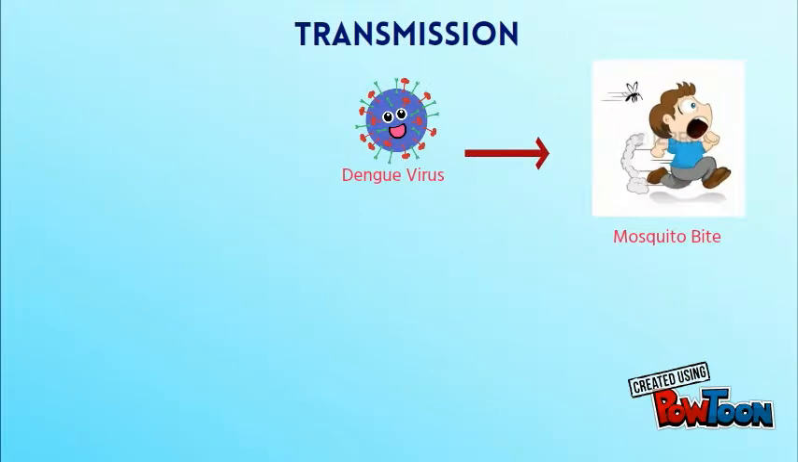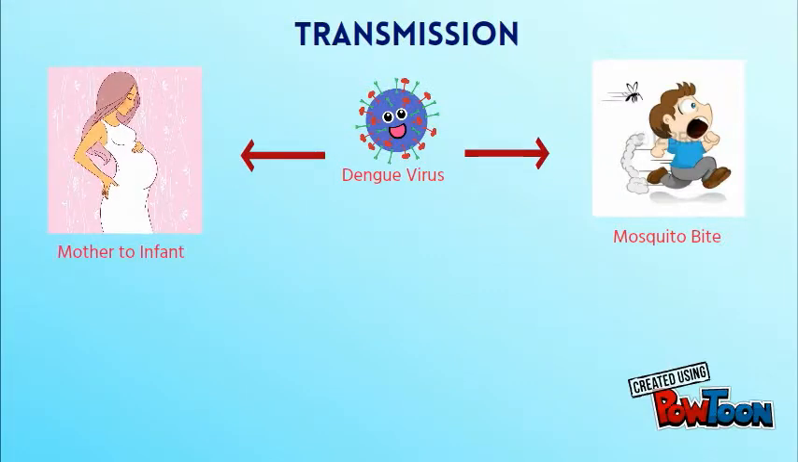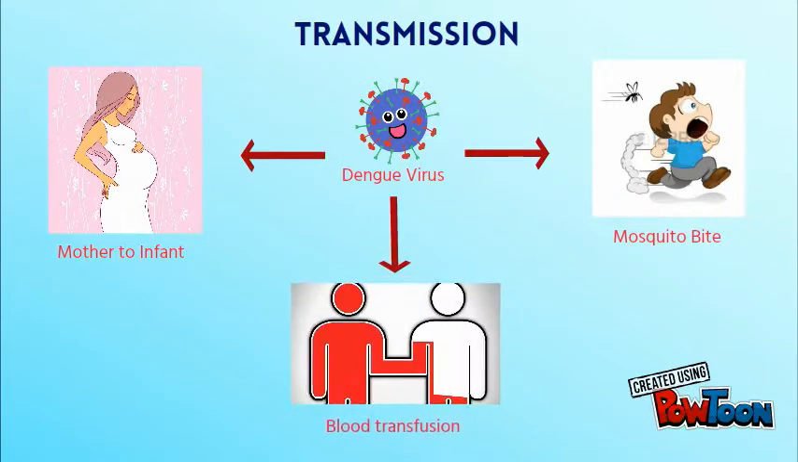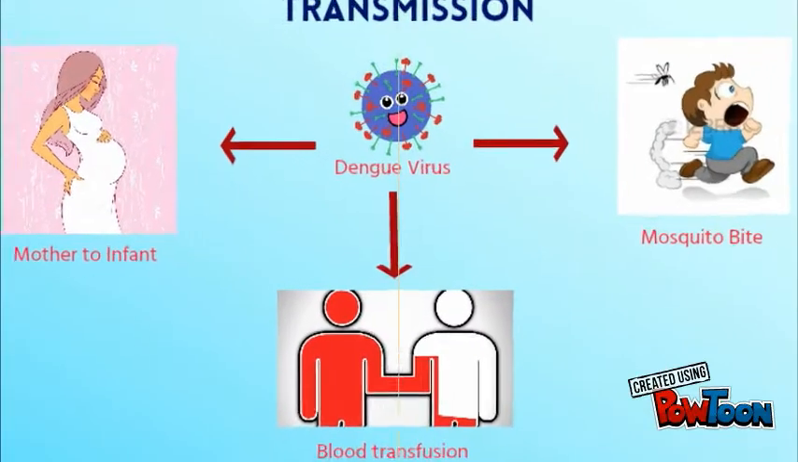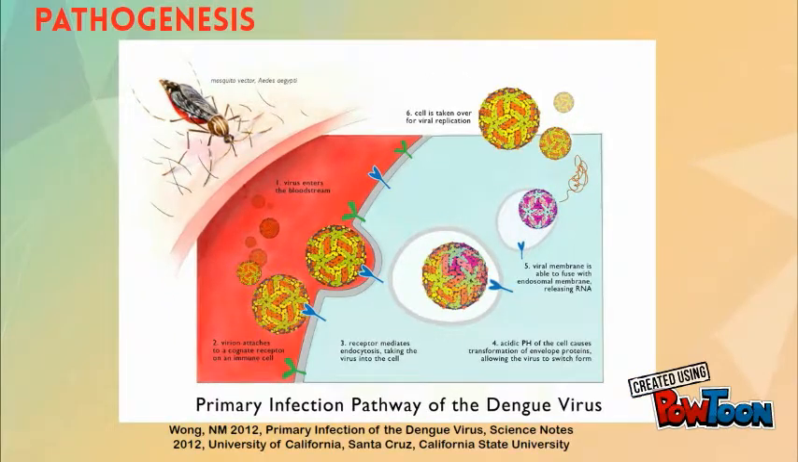The transmission is commonly through the bite of an Aedes mosquito. During pregnancy, if a mother contracts dengue, there is a high possibility of the virus infecting the fetus as well. Another way is blood transfusion. If the blood is not properly screened, it can lead to transmission of the dengue virus from the donor to the recipient.